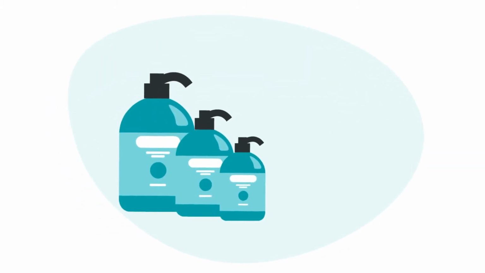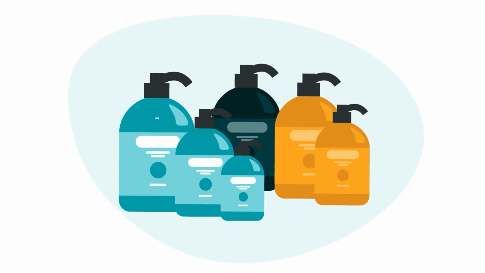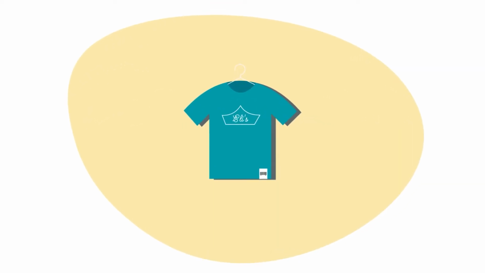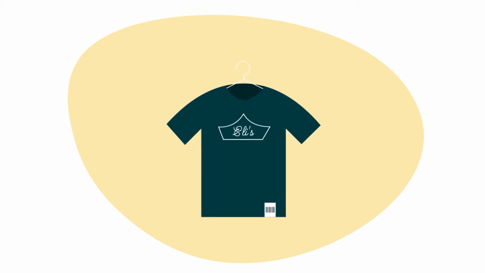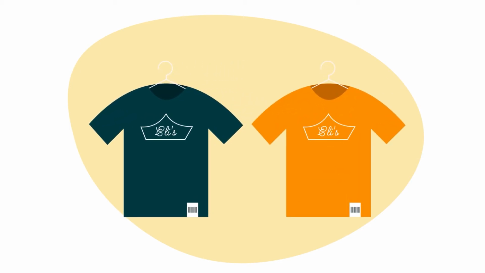If a product comes in different sizes or colors, each version will have its own GTIN. For example, a small blue shirt will have a different GTIN than the same blue shirt in medium. A large green shirt will have a different GTIN than the same large shirt in red.